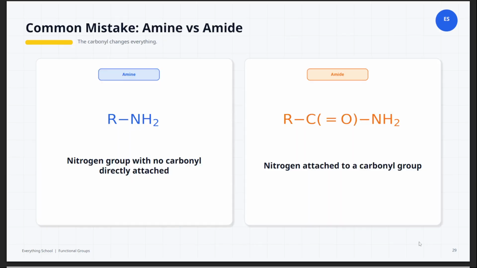Another common mistake is mixing up amine and amide. Say them carefully. Amine is pronounced "uh-mine," and amide is pronounced "am-ide." An amine has nitrogen without a carbonyl directly attached. An amide has nitrogen attached to a carbonyl group. That carbonyl changes everything. So if you see nitrogen, do not immediately say amine. First check whether the nitrogen is directly connected to a carbonyl carbon. If it is, you are looking at an amide. A good memory clue is amide has the carbonyl sidekick.